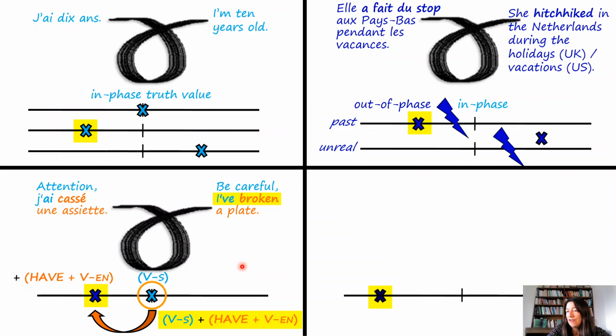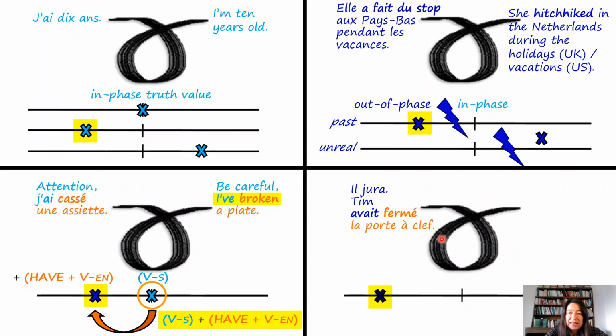And there's a fourth way of looking at a past action, as in this example here, "Il jura, Tim avait fermé la porte à clé." So in this case, "il jura" is referring to the reality of an event that occurred in the past and that will be expressed with the past tense. And from the standpoint of "il jura," we look at an event that happened even further back in the past, which is represented here by this little cross.